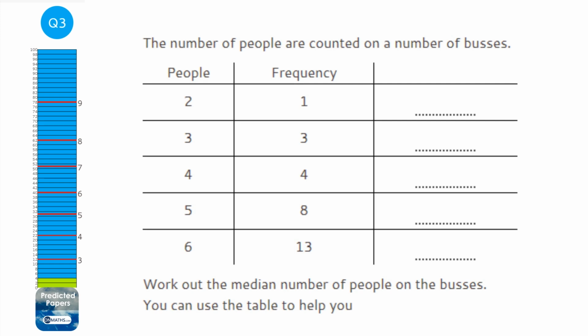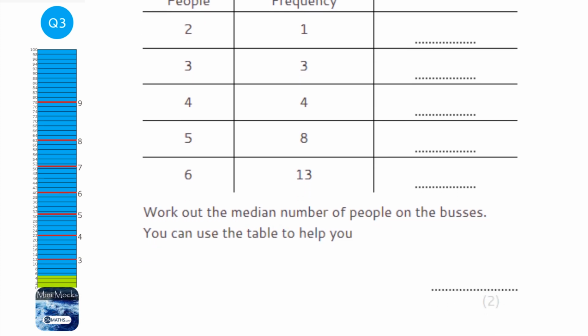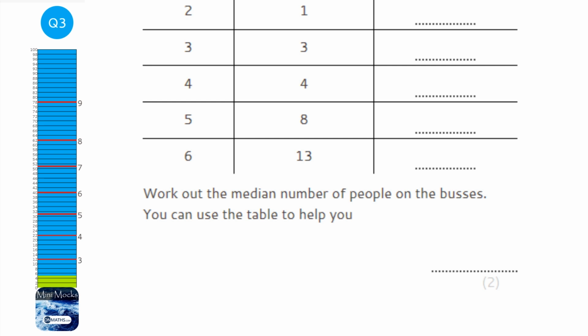Okay, so we're asked to find the median number of people on the buses. Now, there are multiple methods to find the median. I'm just going to show one of them. Now, a formula that's really helpful for the median is to find the position of the median. You do n plus 1 over 2.